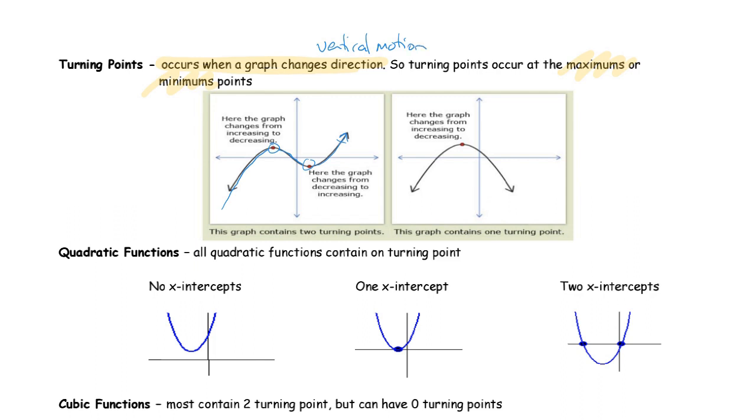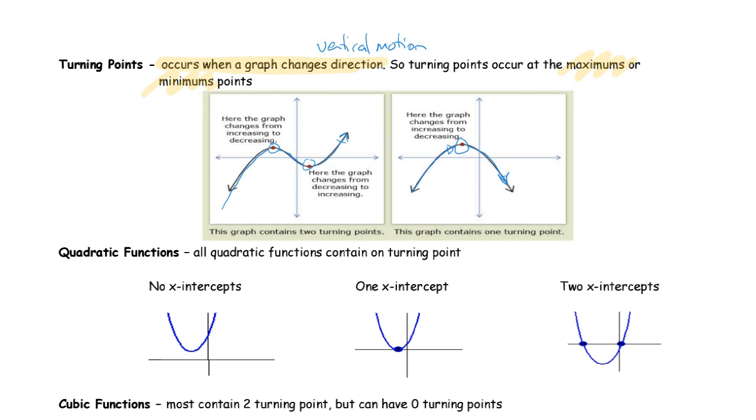Because we assume we're always moving left to right, horizontally. So the question is, where do I turn directions? Well, it's where I go from going upwards to going down, or from going down to going up. So this graph right here, when you read it moving to the right, it hits this maximum and then it drops back down. This has only got one turning point.